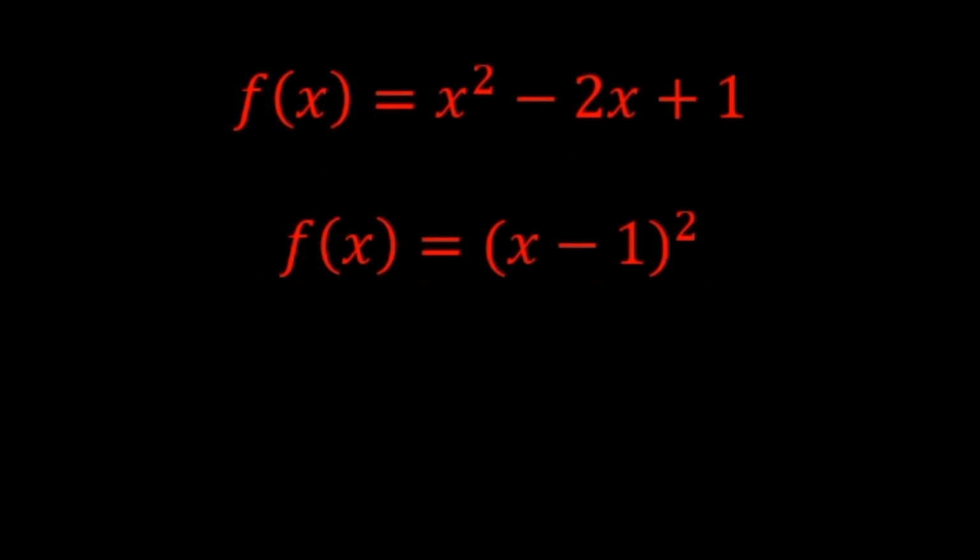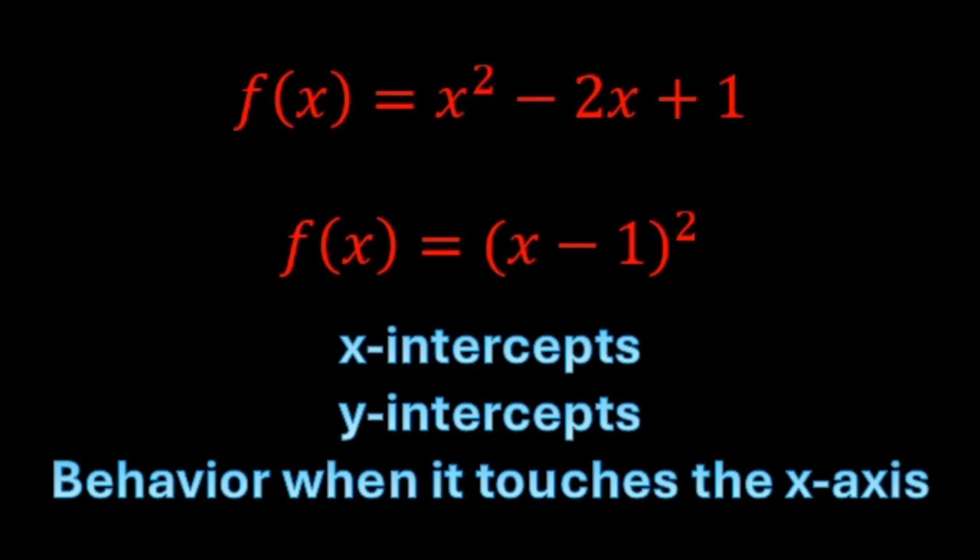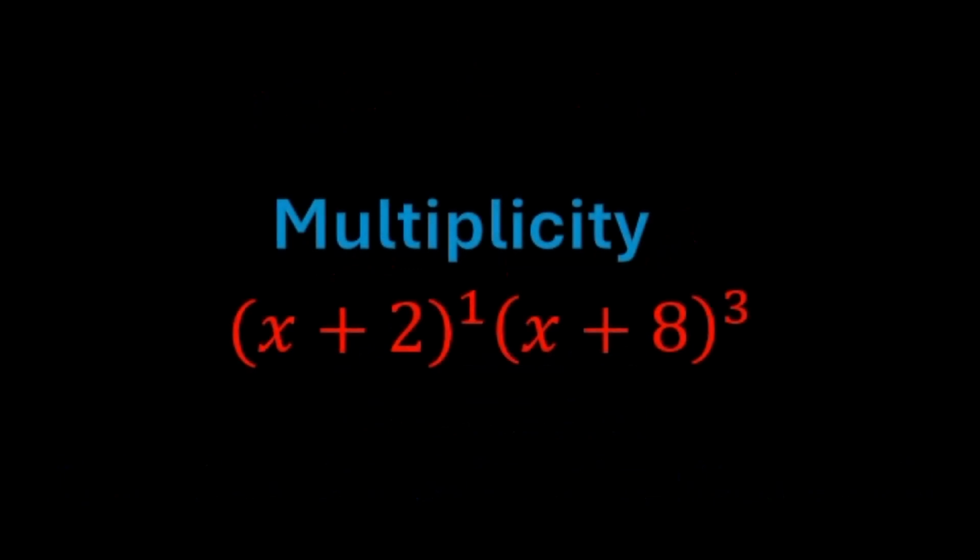Here's the things we need to plot on the graph. X-intercepts, y-intercepts, the behavior where it intersects the x-axis. Now there are 3 specific behaviors when a polynomial graph comes in contact with the x-axis. But first we've got to understand the term multiplicity. The multiplicity of a factor is just the power of it. For example, in x plus 2 times x plus 8 whole cubed, x plus 2 has a multiplicity 1 and x plus 8 has a multiplicity 3.